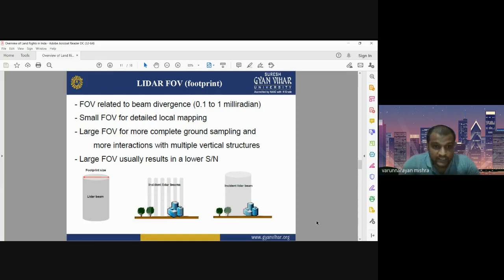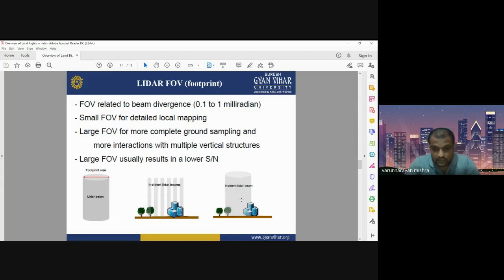Here you can see the comparison between these three figures. In the first figure, you see the lidar beam. This is the laser beam, the size of the laser beam, or you can say the lidar beam, the amount of energy transmitted towards the object. This is showing the footprint size. So here you see, if the footprint size is very small, you can easily detect different objects with good details.